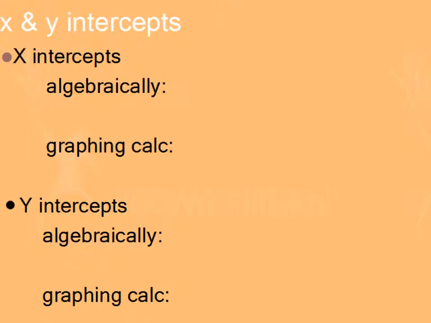One of the things we're going to talk about today are the x and y intercepts. When you're looking at a graph, the x-intercepts are where your graph touches the x-axis, y-intercepts where it touches the y-axis. We're going to look at these both algebraically and how you can find them on a graphing calculator.